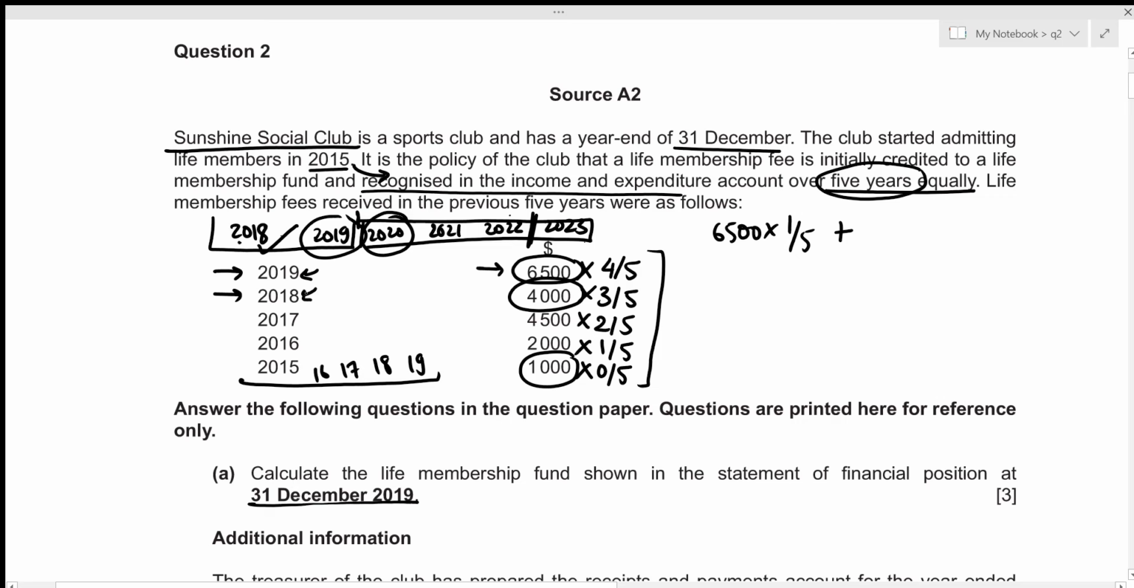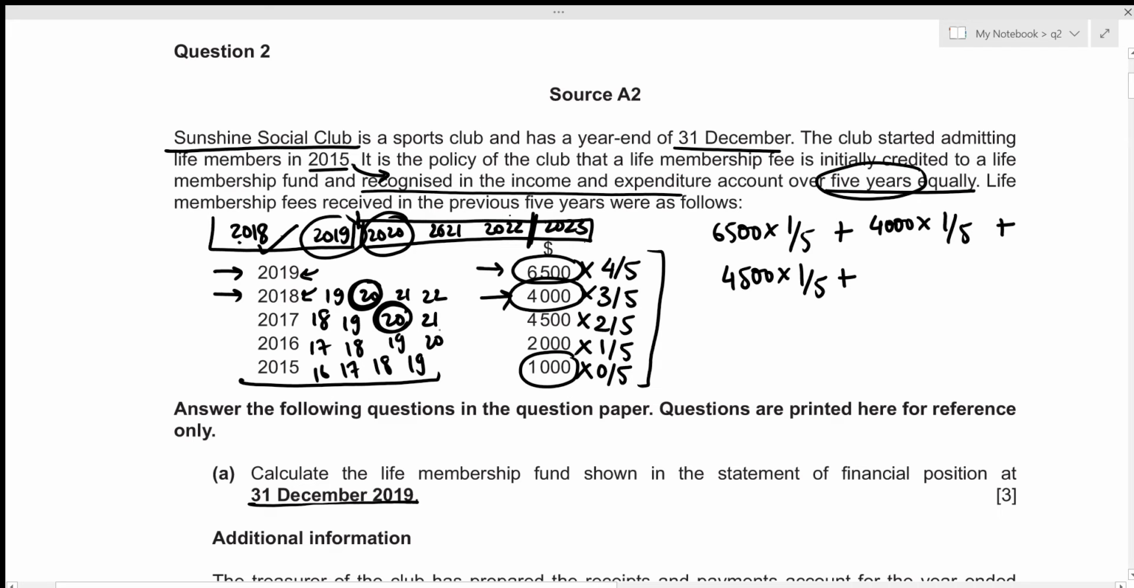Similarly, for 2018, it is to be recognized in 18, 19, 20, 21, and 22. So obviously for 2020, this will include 1 out of 5 parts of this amount. So that's 4,000 times 1 by 5. And for 2017, it is to be recognized in 17, 18, 19, 20, and 21. Again, it should include 1 out of 5 parts as an income for the year 2020. So that's the total of 4,500 times 1 part out of 5 parts. For 2016, it is to be recognized in 16, 17, 18, 19, and 20. So obviously this will also be included. So that's 1 out of 5 parts of the total of 2,000.